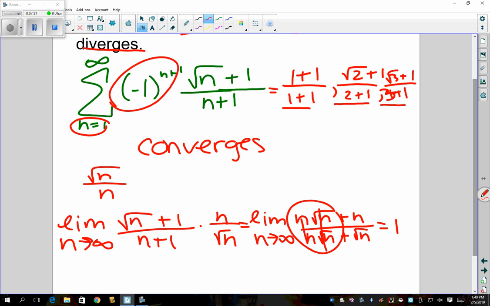And so our original series diverges, and so we know that the absolute value diverges as well. So if I took the absolute value of this series, it would diverge, and so this series converges conditionally.